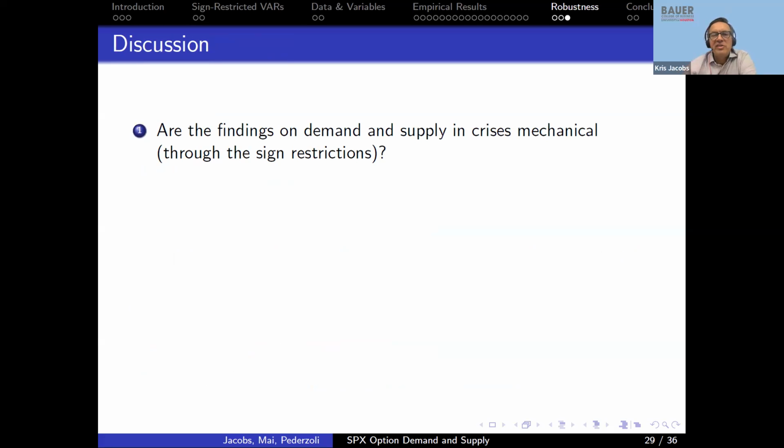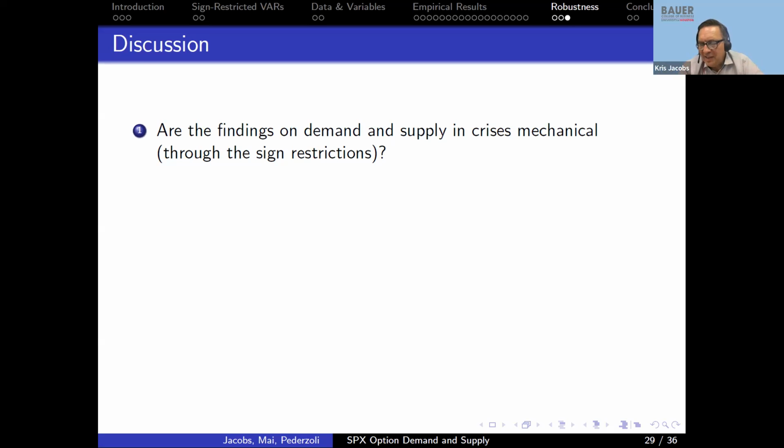So these are questions that we get a lot, especially the first 2 I want to emphasize. Some people ask, and maybe this was behind one of the questions that we had earlier, are these findings, especially the findings about demand and supply in crisis, mechanical through the sign restrictions? And there, I hope I can be very clear. In some sense, yes, they are mechanical. They're mechanical given the data.